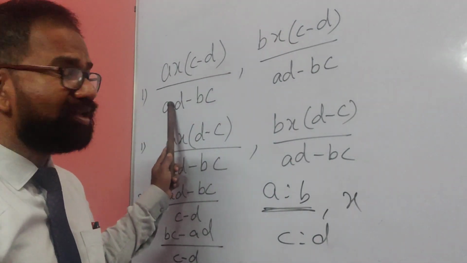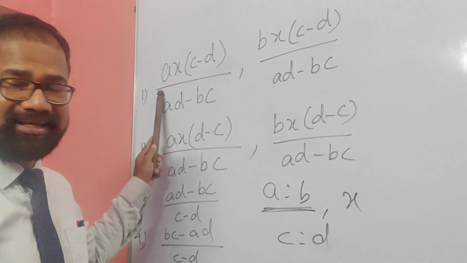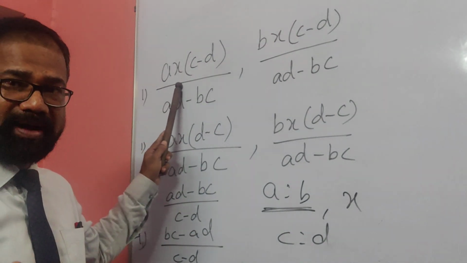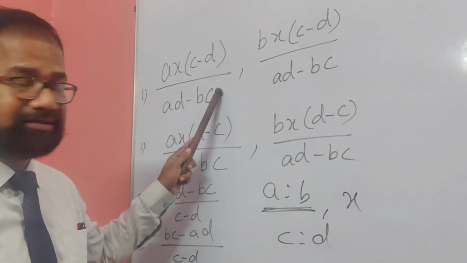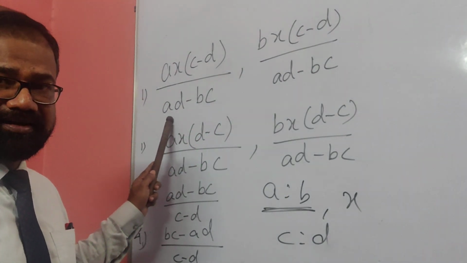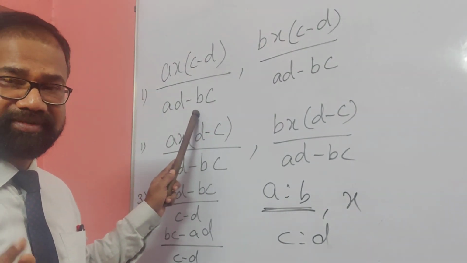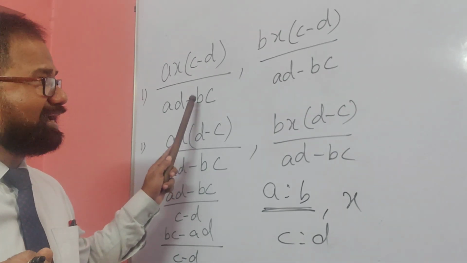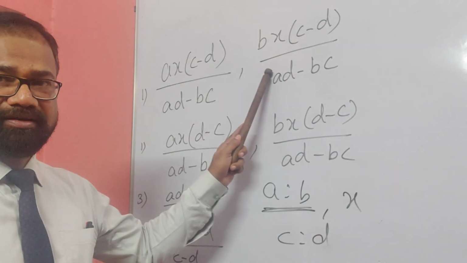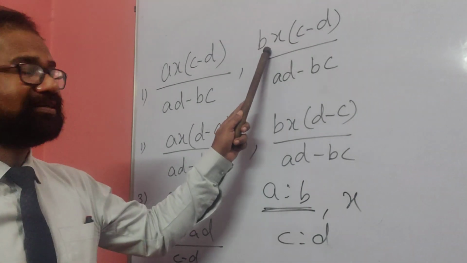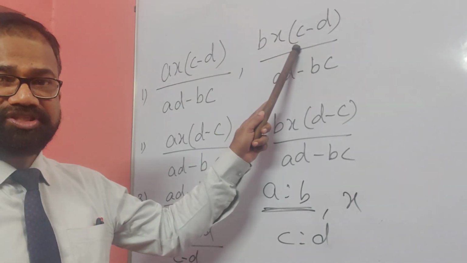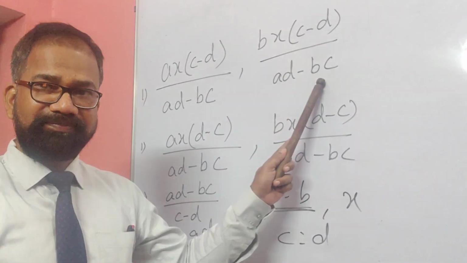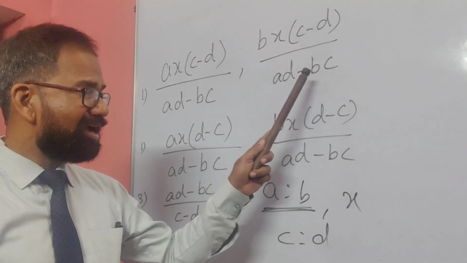Number 1 is AX times (C minus D) upon (AD minus BC). This is the first number. The second number will be BX times (C minus D) upon (AD minus BC).